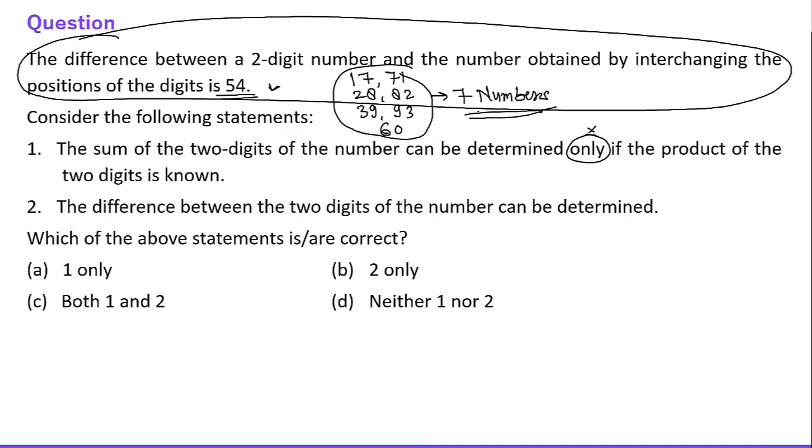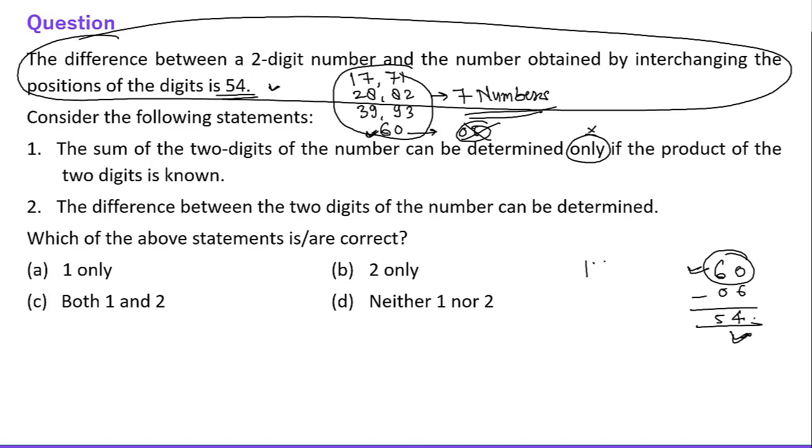And 60 also will be considered as the answer, because 60 is satisfying the condition of the question. I'm not taking the reverse of 60 as 06. 60 will be considered as the answer, because 60 and the reverse of 60, which is 6, when you take the difference, the value will be coming as 54. That's why I have considered 60, not 06.